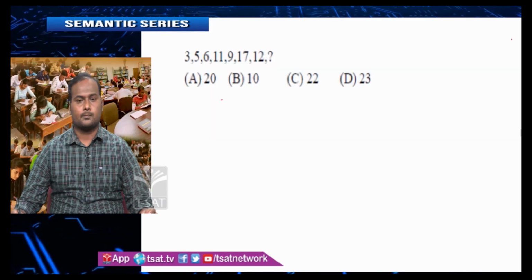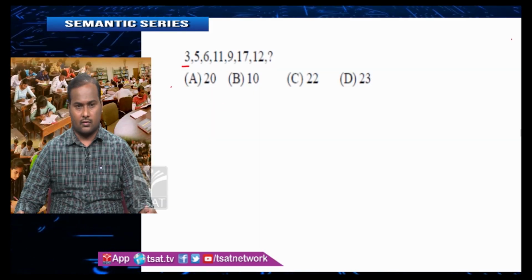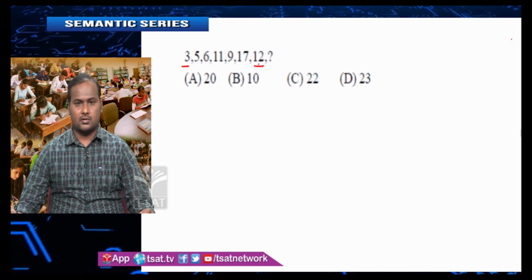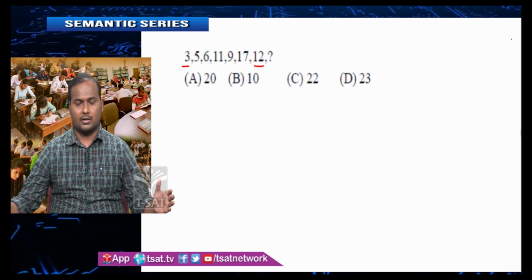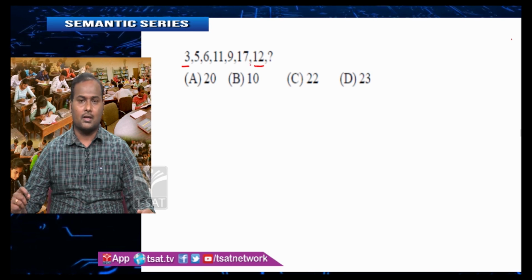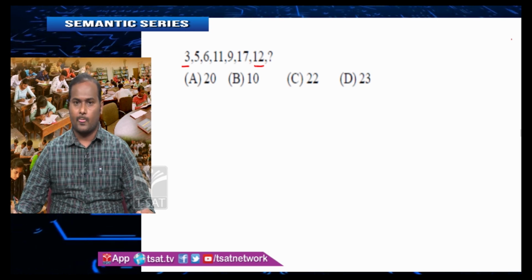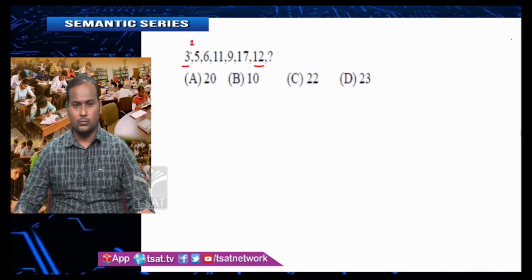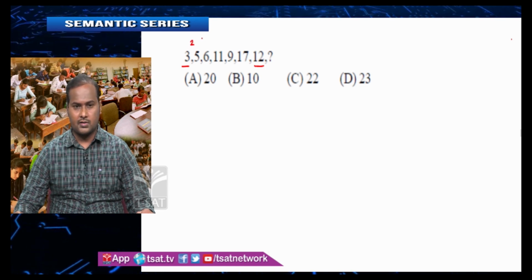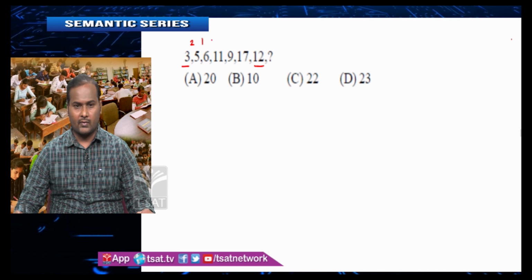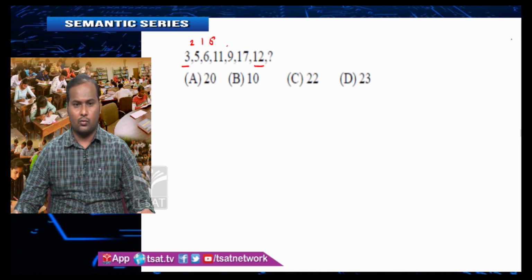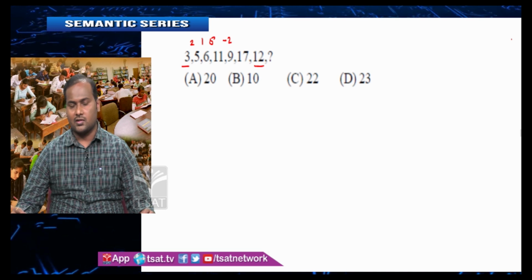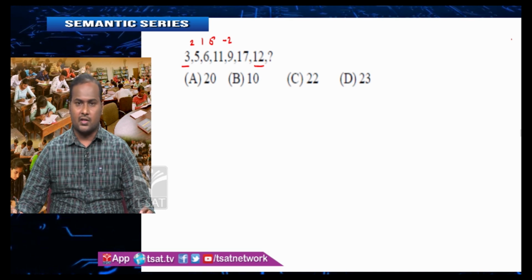In this particular question, the first number is 3 and the last one is 12. So there is not much change, means there is not much gap. So whenever it is not increasing much, generally we will take the difference. In this case, 3 to 5 increasing by 2, again 5 to 6 increasing by 1, 6 to 11 increasing by 5, 11 to 9 decreasing by 2. If you see, the change is not consistent. It is changing very rapidly.